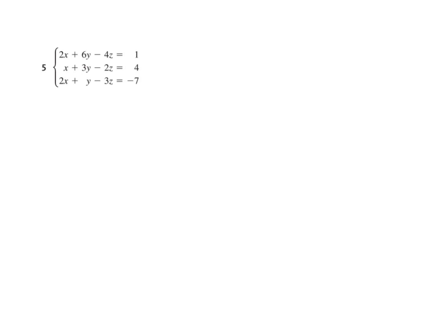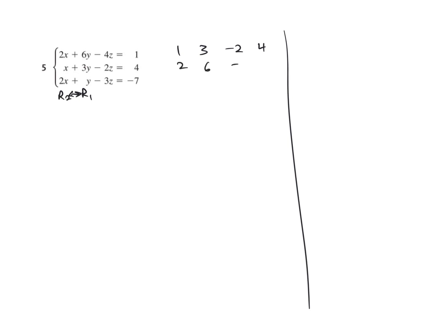And now we go to number 5. So I'm going to write this over here. I'm going to change row 2 with row 1. Okay, so let's just rewrite that. So we have 1, 3, negative 2, 4. Okay, and we have 2, 6, negative 4, 1, 2, 1, negative 3, negative 7. All right, so now what are we going to do? Let's do negative 2 times row 1 plus row 2, and negative 2 times row 1 plus row 3.